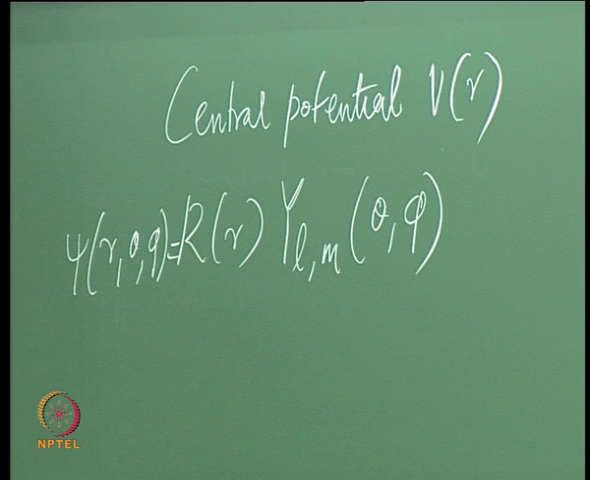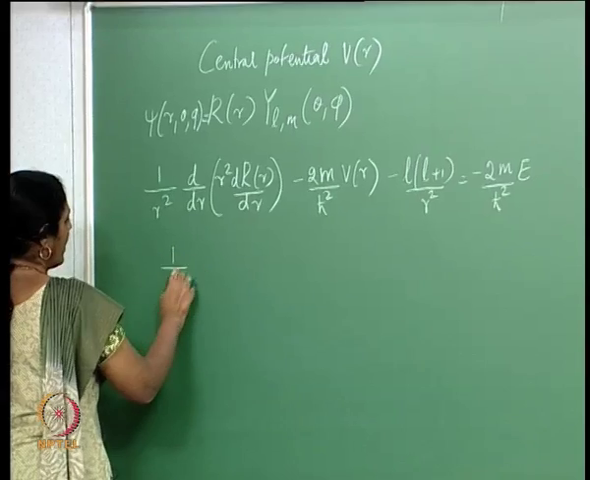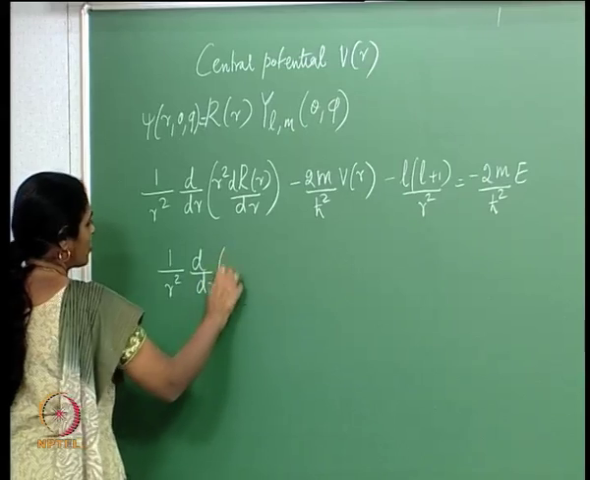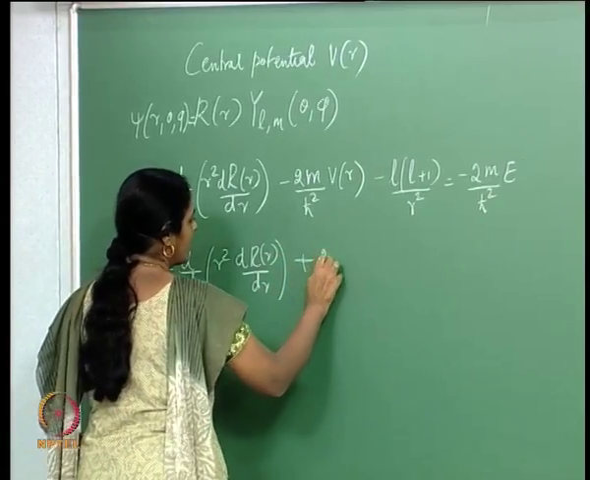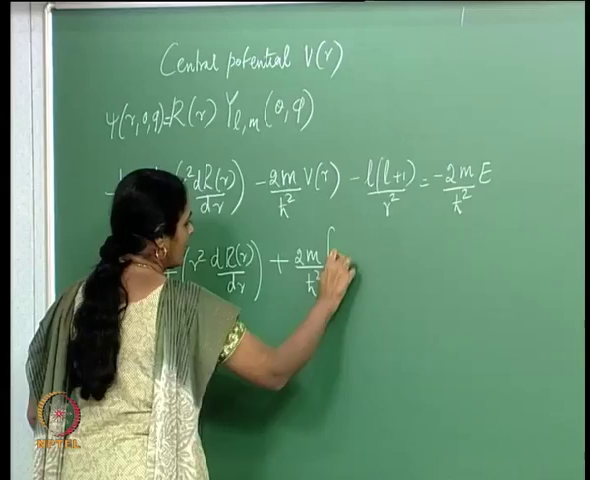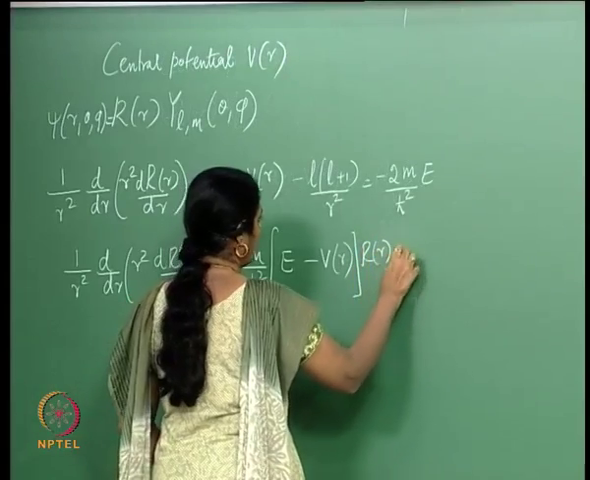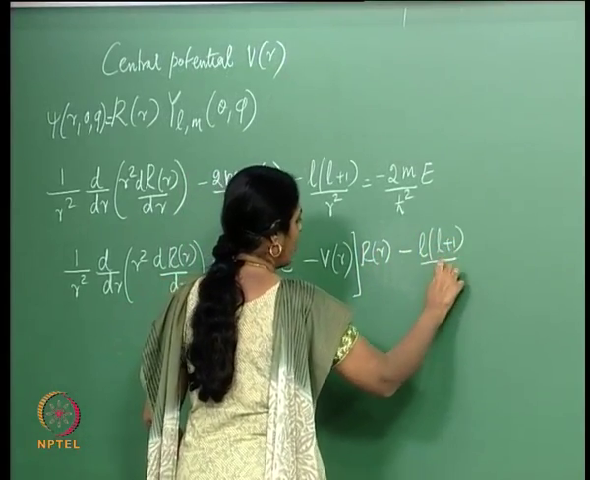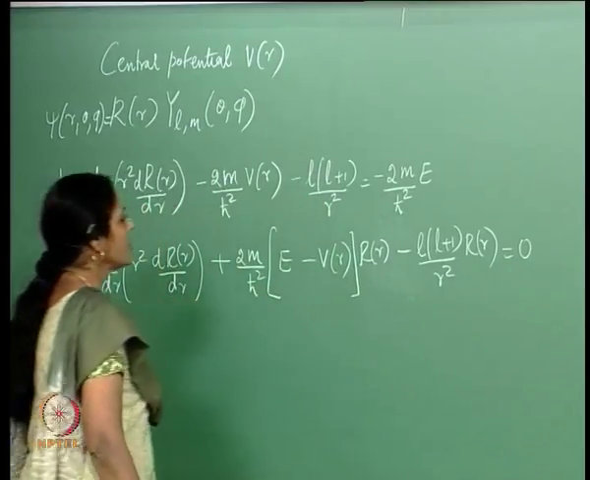Now if I did not realize that the potential is an operator acting on R of r, I would write a wrong equation like this. But I should remember that all terms there multiply R of r, and so I have 1 by r squared d by dr of r squared dR by dr, plus 2m by h cross squared (E minus V) R of r, minus L times (L plus 1) by r squared R of r. This object is equal to 0.